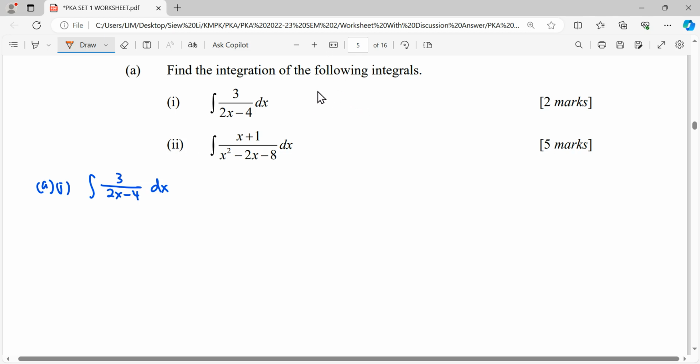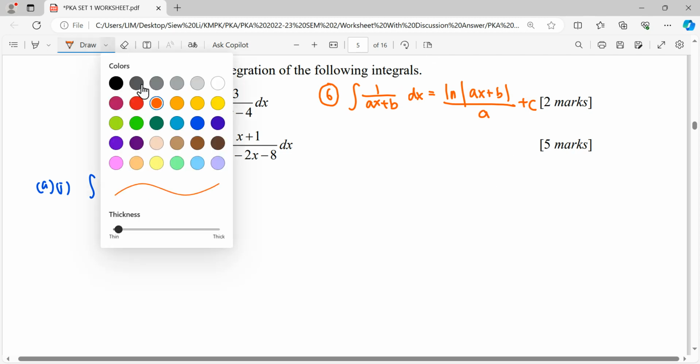When we leave it in fraction form, it means we might use formula number 6, which is to integrate a fraction, and the fraction's denominator has to be linear. If the denominator is linear, we can integrate using the formula straight away. It will bring us ln|ax plus b| over the coefficient of x, which is a, then plus c. So this is the formula for integrating a fraction.